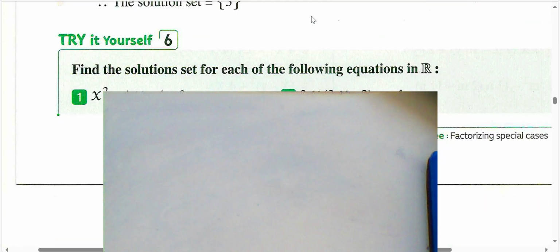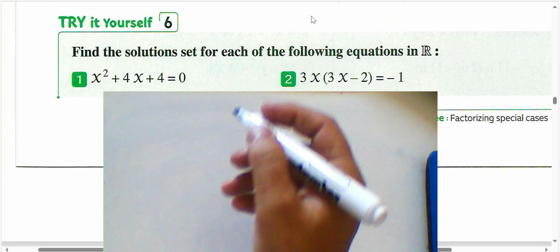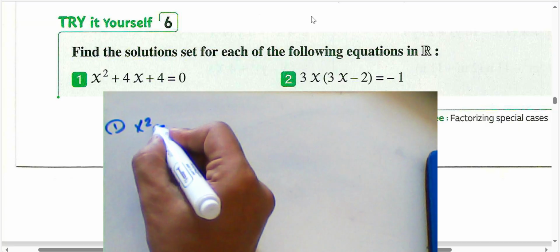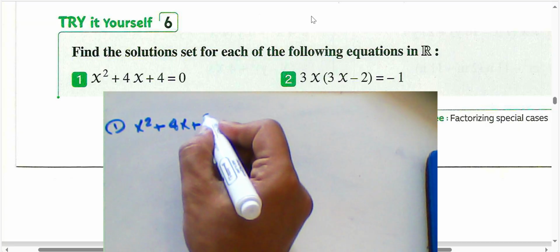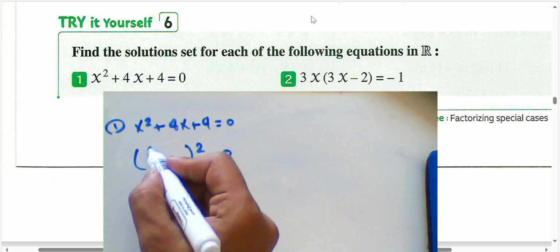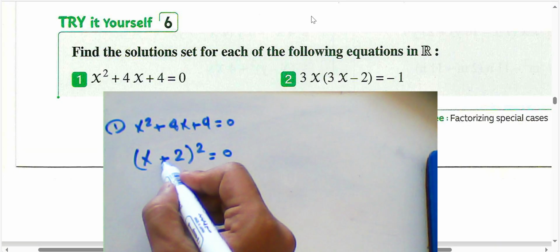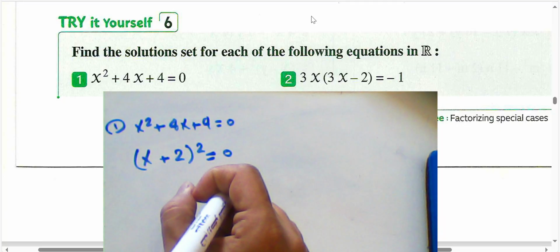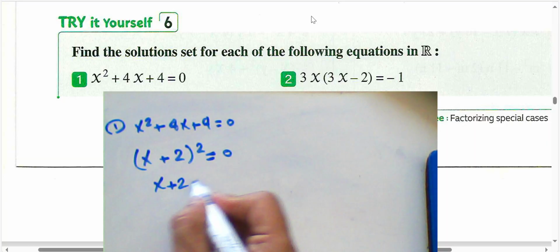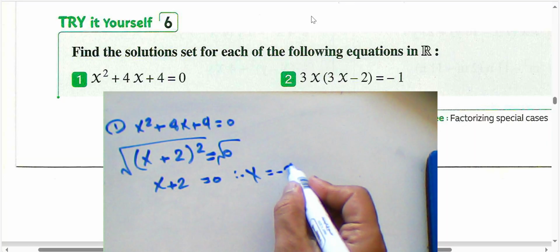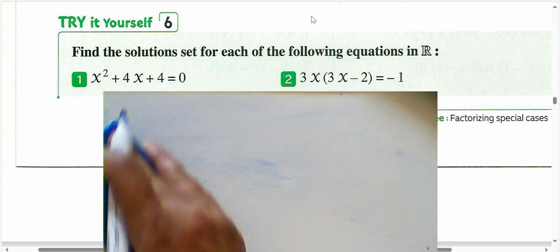Now we have equations. Try to solve. Number 6: find the solution set in real numbers. Number 1: we have x² + 4x + 4. This expression is called a perfect square. We can find the first and the third and the sign in the middle, and then we can take the square root of the left-hand side and the right-hand side. Then x + 2 will equal 0, and the value of x will be equal to negative 2.